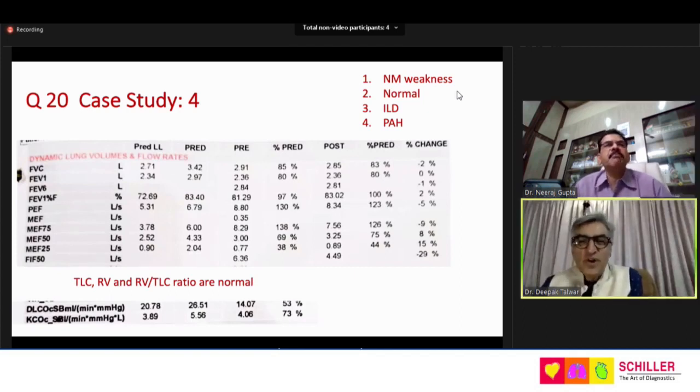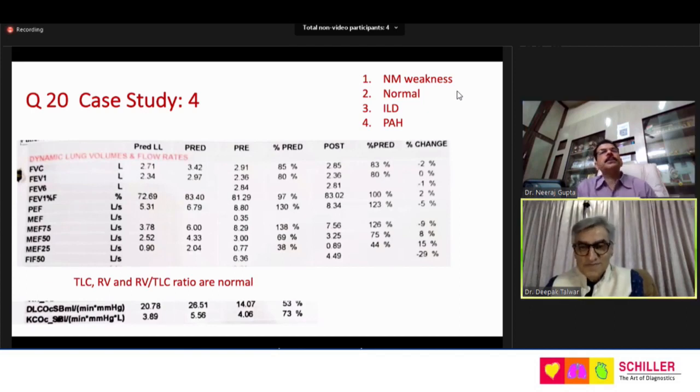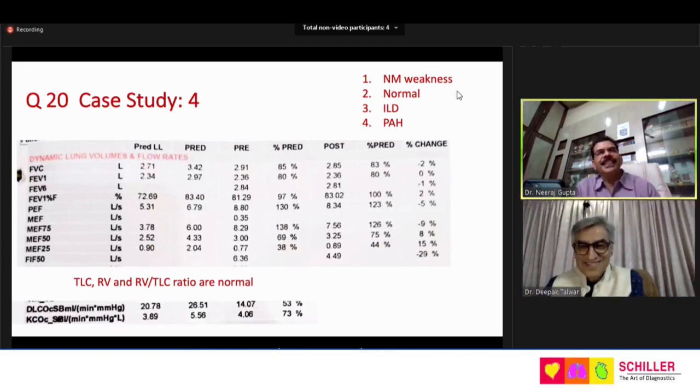I think the way you have come across, Neeraj, by ruling out obstruction and then coming to the TLC, RV ratios also normal, and coming to where the diffusion and KCO both are reduced. So we have got 42% who responded for option 4, pulmonary arterial hypertension, 33% for option 2, that is normal, and 25% for option 3, that is interstitial lung disease.